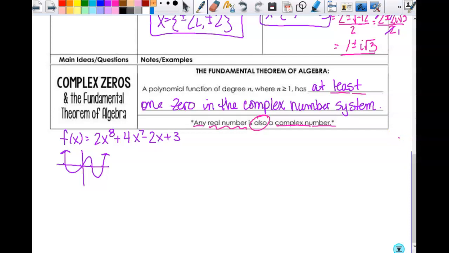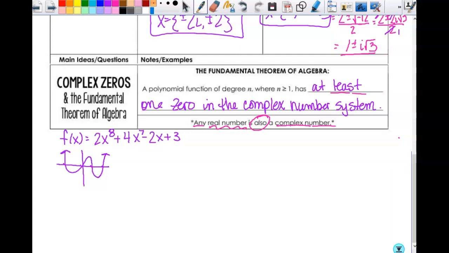So now what you know about complex numbers, pretty much they're the only numbers you know of. Well, doesn't it make sense that it would have to have at least 1 zero in the complex number system? And wouldn't it have to have all of its zeros in the complex number system? Because what else would they be, right? So why do we even say it this way?